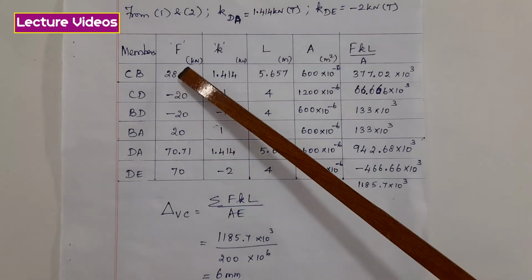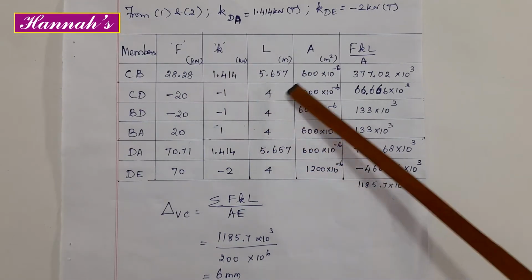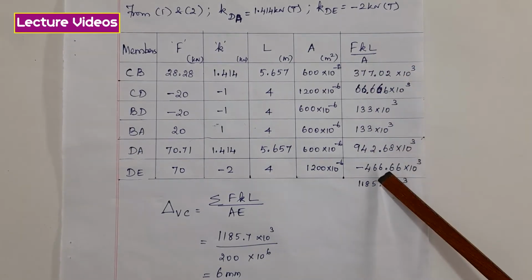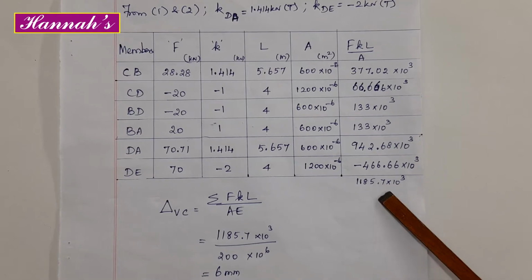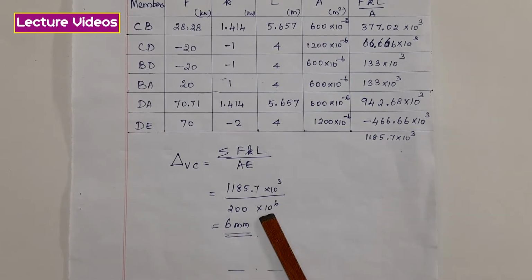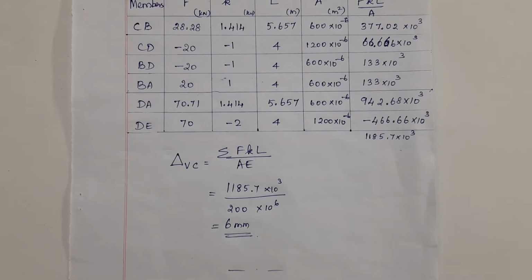And finally, F, K, L by A are the variables, so only those are written here, and finally the summation is found. Since Young's modulus is the same for all the members of the truss, I have substituted the value of Young's modulus directly in the relation. The vertical deflection at C is determined by the unit load method.